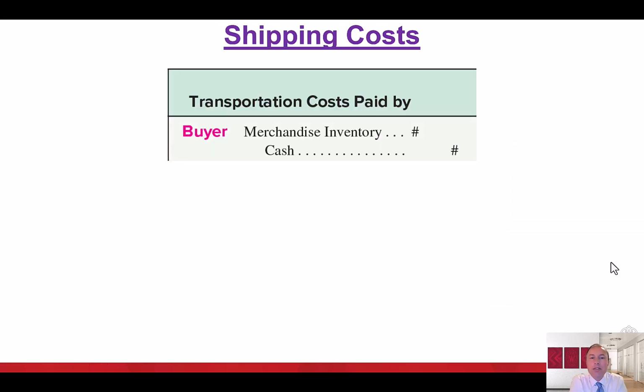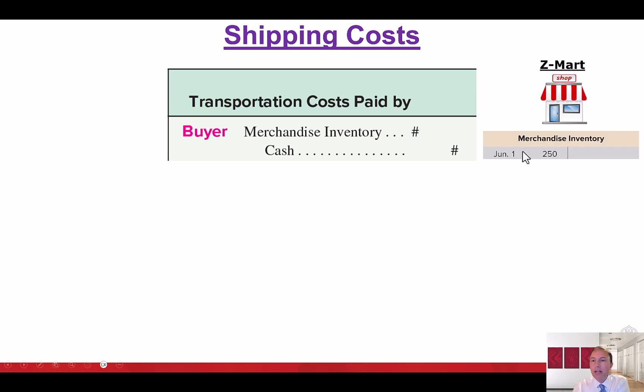So just a note on shipping costs: if we are Z-Mart, if we are the buyer, and we have to pay for the shipping costs, that's going to increase the cost of our inventory. Just like if you buy something on Amazon and they charge you $5 shipping, the cost of that item just got more expensive to you by $5. So if we're the purchaser, and let's say Z-Mart had to pay $25 in shipping, that would be a debit to merchandise inventory. That increases the cost of our inventory. So it's not only the invoice price of $250, but the shipping cost of $25 as well.